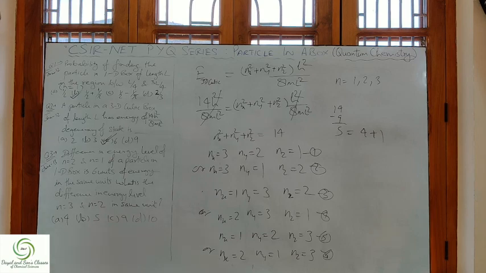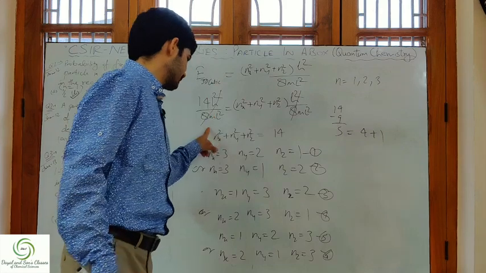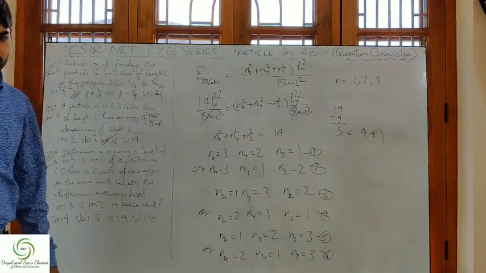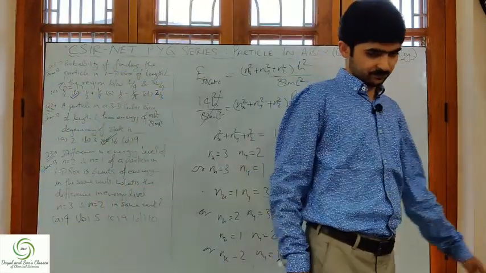I hope it's clear. The degeneracy of the energy state with energy equal to 14 h square upon 8 m L square in a 3D cubic box of length L will be 6. I hope it helps. I hope it is clear.